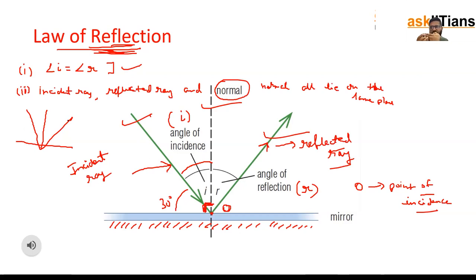It is not like that the incident ray is tilted like this from my hand, and the reflected ray will be tilted like this. They will always be present on a single piece of paper, or you can say on the same plane. So these are the two important laws of reflection, that angle of incidence equals angle of reflection always, and incident ray, reflected ray, and normal all lie on the same plane. Done? One thing to remember is that always measure angle of incidence and angle of reflection from normal only, not from the reflecting surface. This thing is clear?